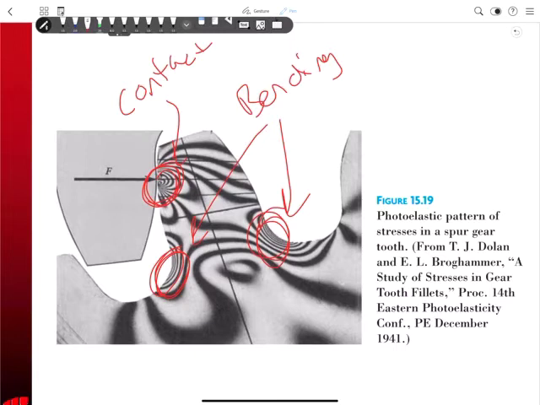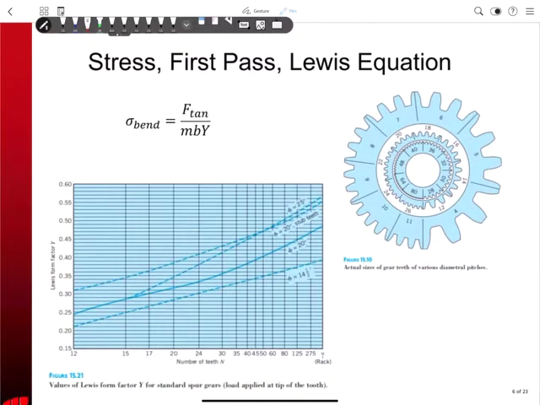Contact stress right there. So these are the two places I have to look at, right? First we're going to look at the bending, and then we're going to look at the contact stresses, all right? So the Lewis equation, first pass, right, is the Lewis equation.